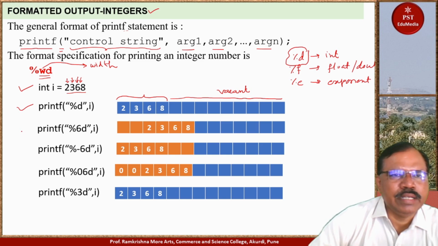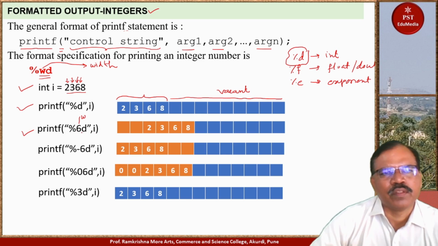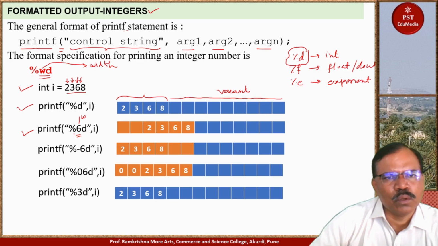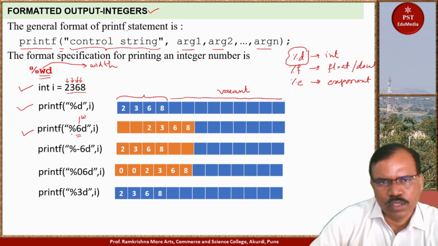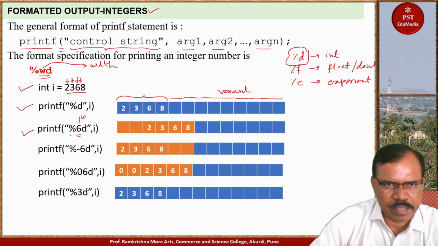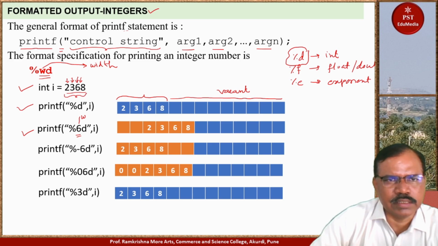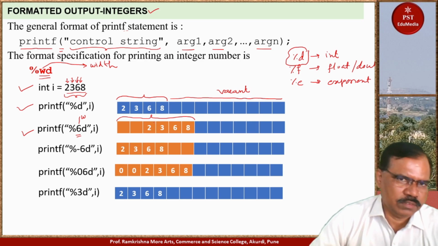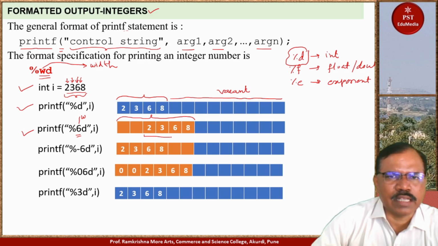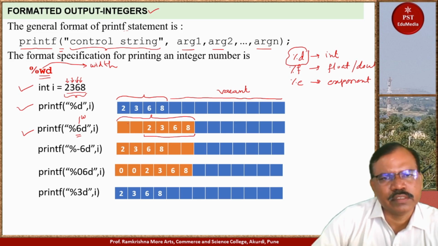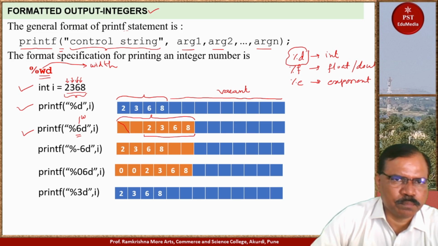But if we take here printf in double quote %6d comma i. So here 6 is the width w. What is the meaning of this? The specified width is 6. So 6 places are reserved to print the number i. But i has only 4 digits, so 4 places are required. So these 6 places are reserved, out of which 4 places are used, and it is right justified. So these first two places remain vacant.